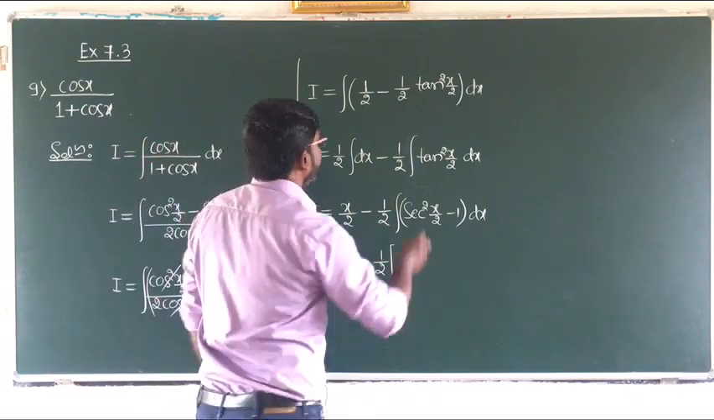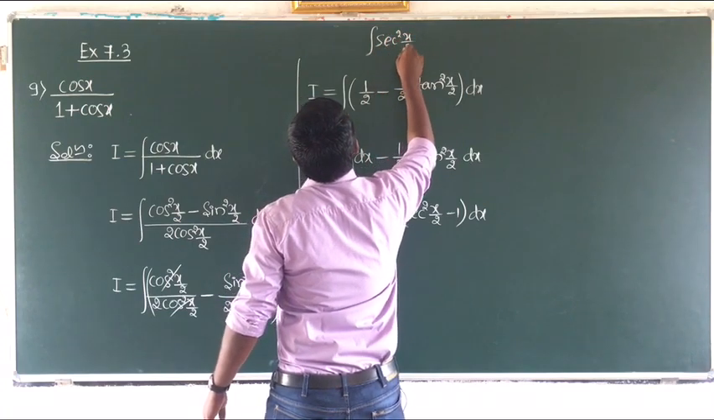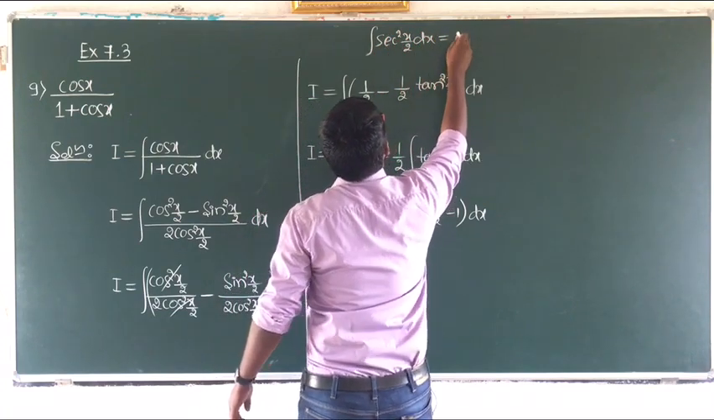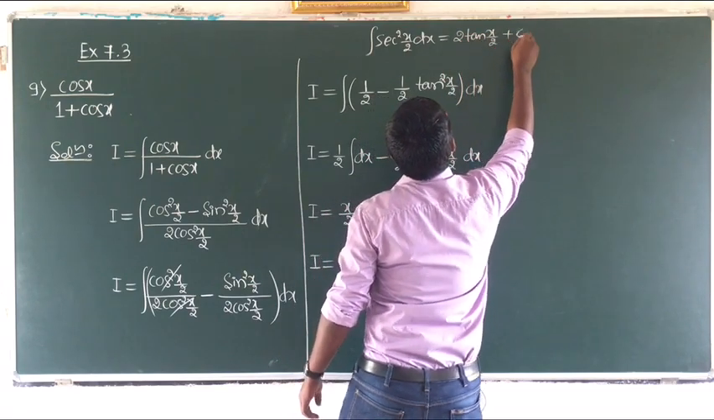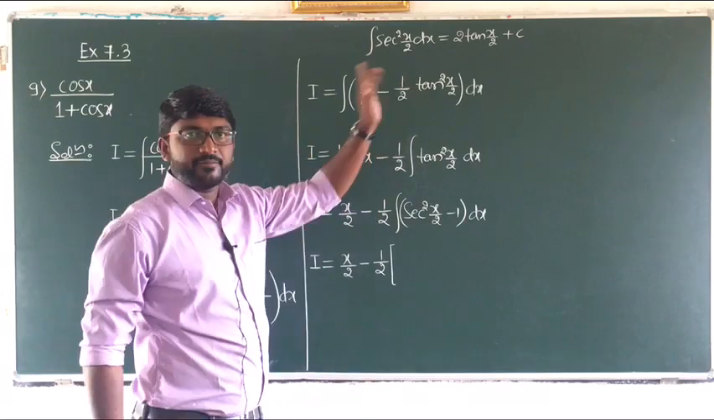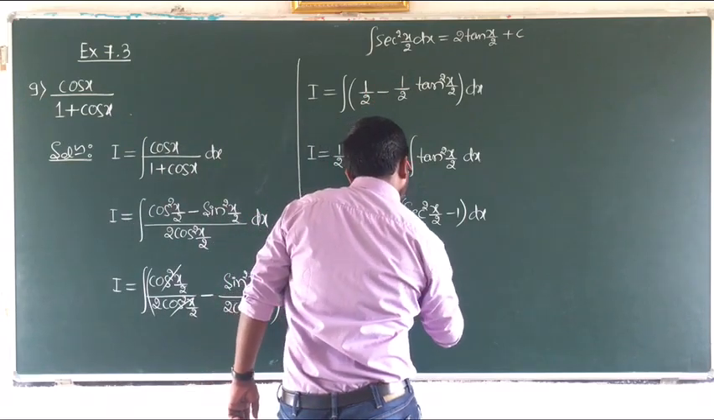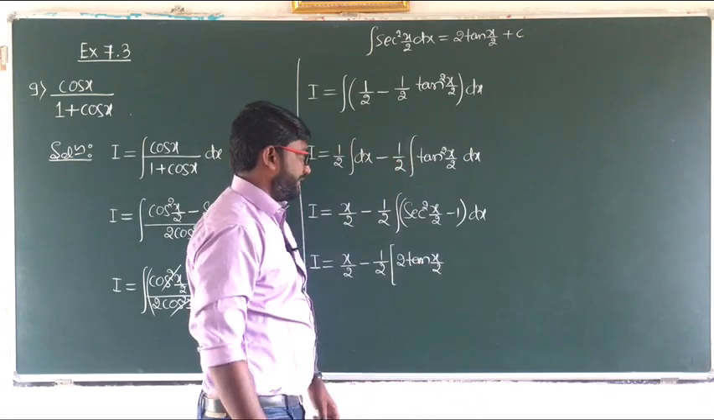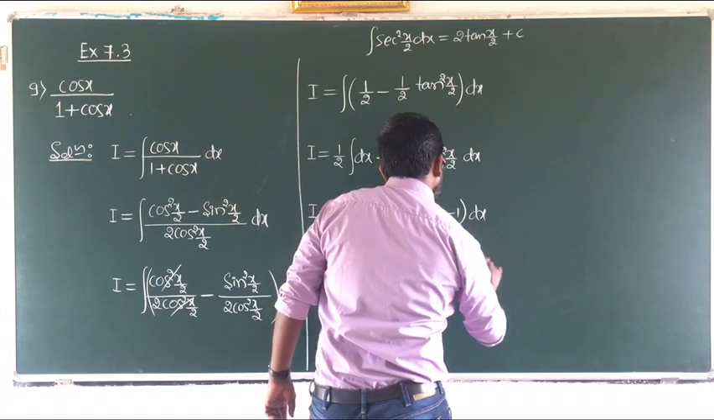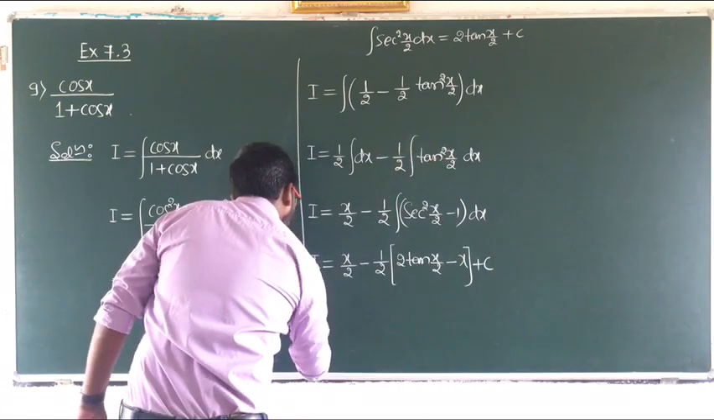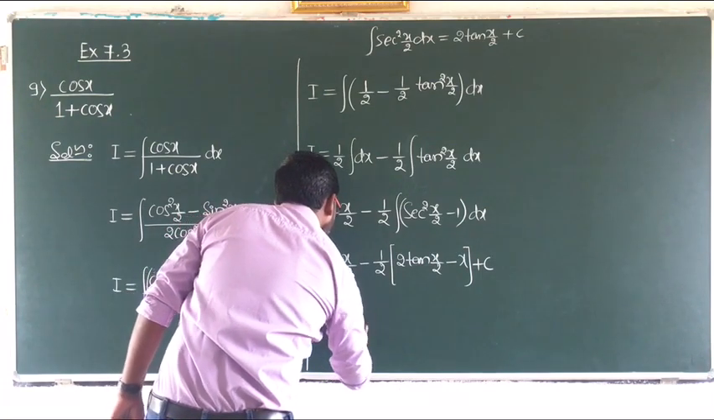So now onwards, the integration of secant square x by 2 will be 2 tan x by 2 plus c. So remember this formula. Then the integration of 1 will be x plus c. So the final answer will be I equal to x by 2, then minus.